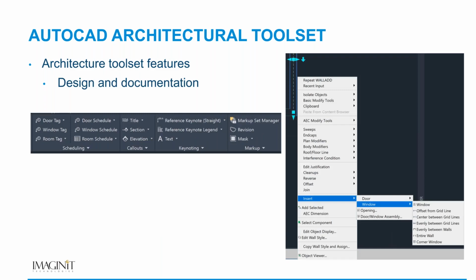Now with the design documentation feature, you've got the ability to add door tags, window tags, room tags, door schedules, window schedules, room schedules. You've got all of these callouts, you've got keynoting, you've got the markup set manager, and you have all of this information immediately at your fingertips inside the ribbon. And if you click on an object, so for example, I clicked on a wall object here.